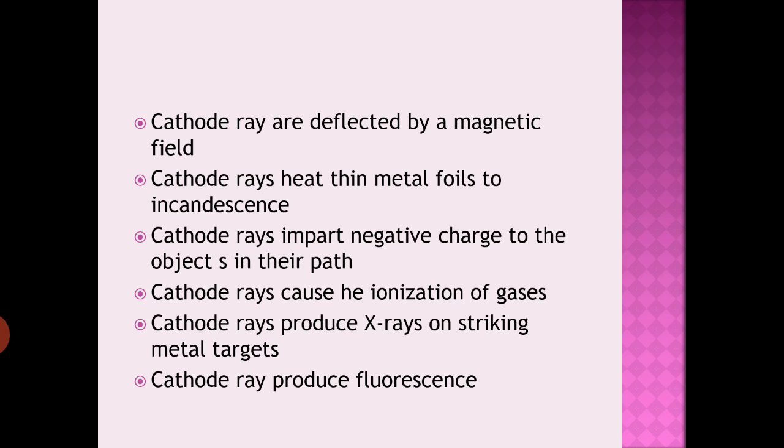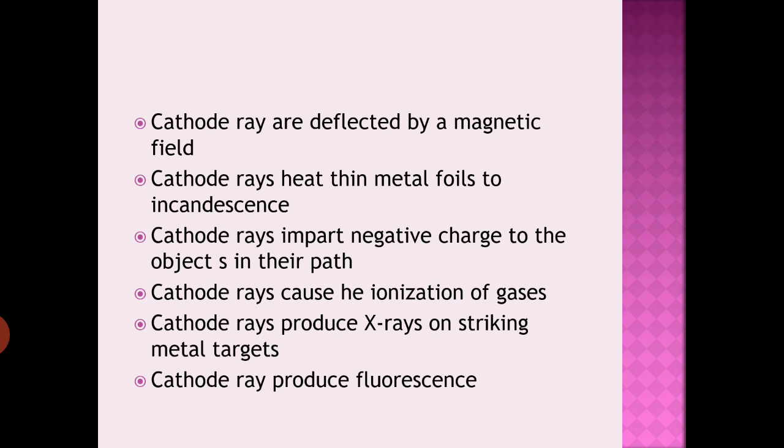Fine. Now next, cathode rays heat tin metal foil until it becomes incandescent. Incandescent means white hot. Now the next point is that cathode rays impart a negative charge to an object in their path. That means when cathode rays are allowed to fall on an object, it acquires a negative charge. Why negative charge? Because we find that the charge is coming out as electrons. So this indicates the cathode rays are negatively charged particles.